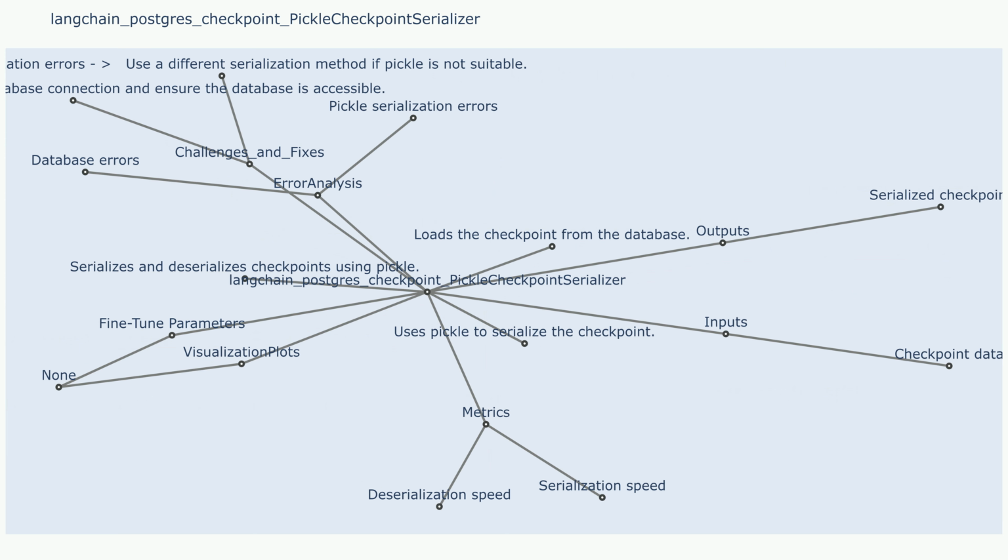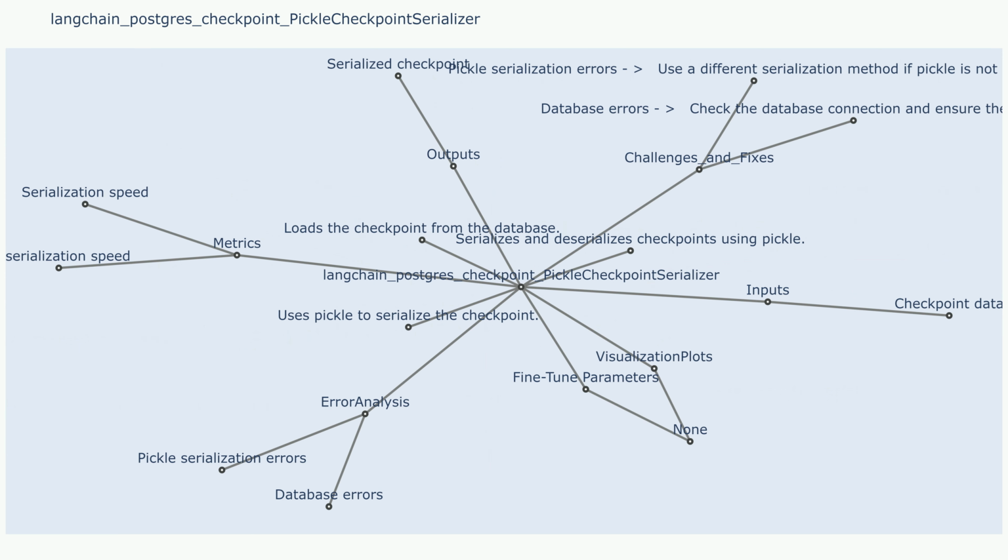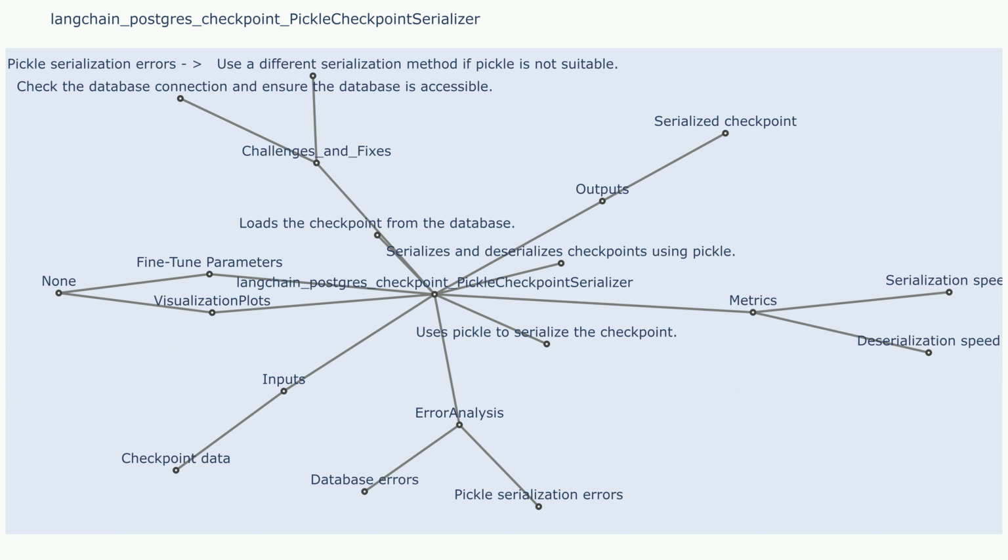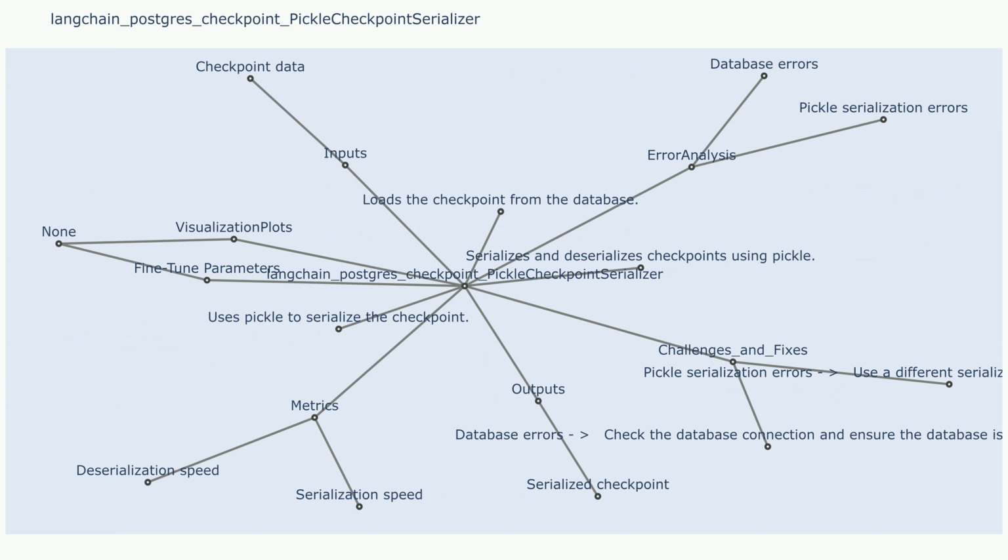Scalability: enabling multiple instances of your application to access and share the same checkpoint data. Inputs: checkpoint data, a Python dictionary containing the data you want to serialize and store in a database. This can be the state of your LangChain chain, agent, or any other relevant information.